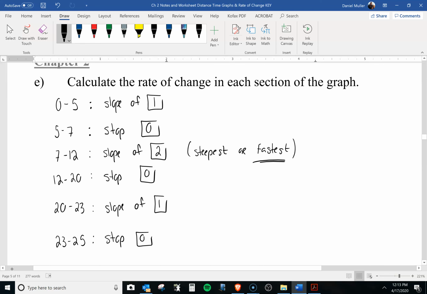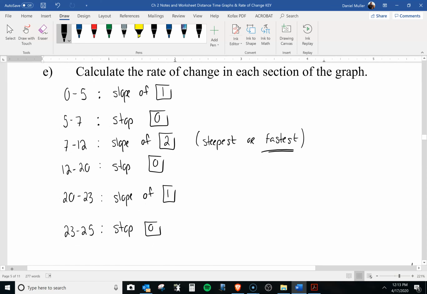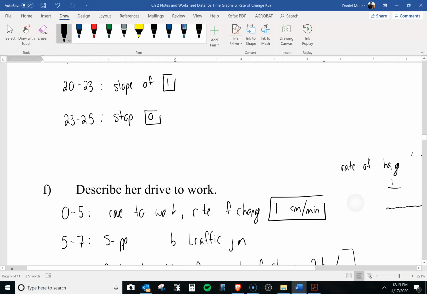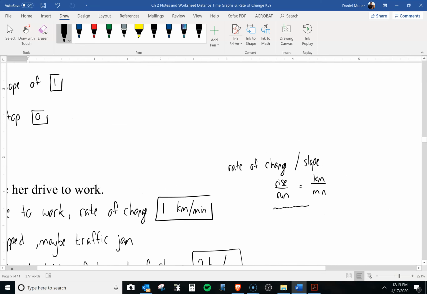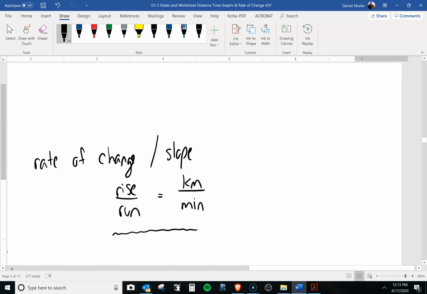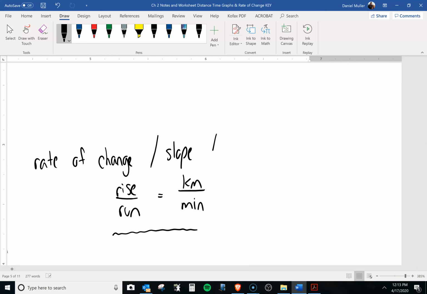But then in part F, we need to actually write down maybe what happened. So describe her drive to work. We need to describe, and we're going to use the rate of change to help us describe that. And you can see I've already done something off to the side. I wrote this, rate of change or your slope, however you want to look at that, or your steepness.